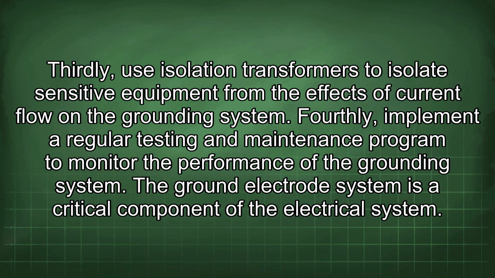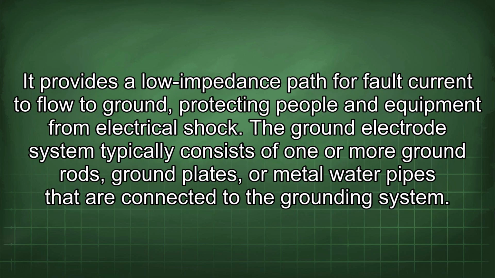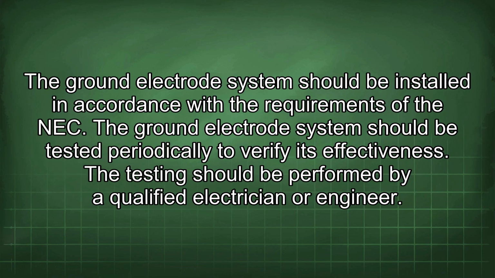The ground electrode system is a critical component of the electrical system. It provides a low impedance path for fault current to flow to ground, protecting people and equipment from electrical shock. The ground electrode system typically consists of one or more ground rods, ground plates, or metal water pipes that are connected to the grounding system. The ground electrode system should be installed in accordance with the requirements of the NEC. It should be tested periodically to verify its effectiveness.